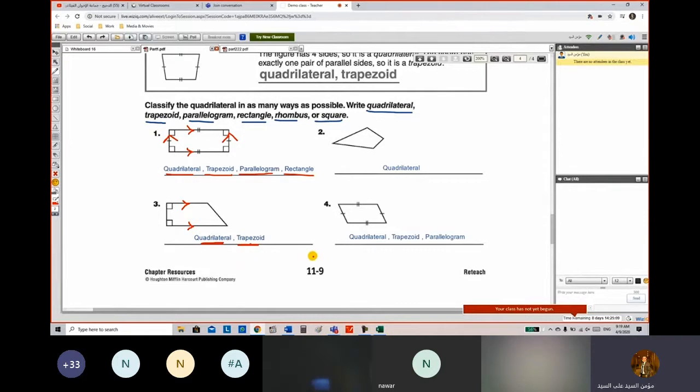Can we continue? Parallelogram. A parallelogram has to have each two opposite sides parallel. But these two opposite sides are parallel, and these two opposite sides are not parallel. So we can't say this is a parallelogram. So we stop like this. It will be a quadrilateral and trapezoid only.